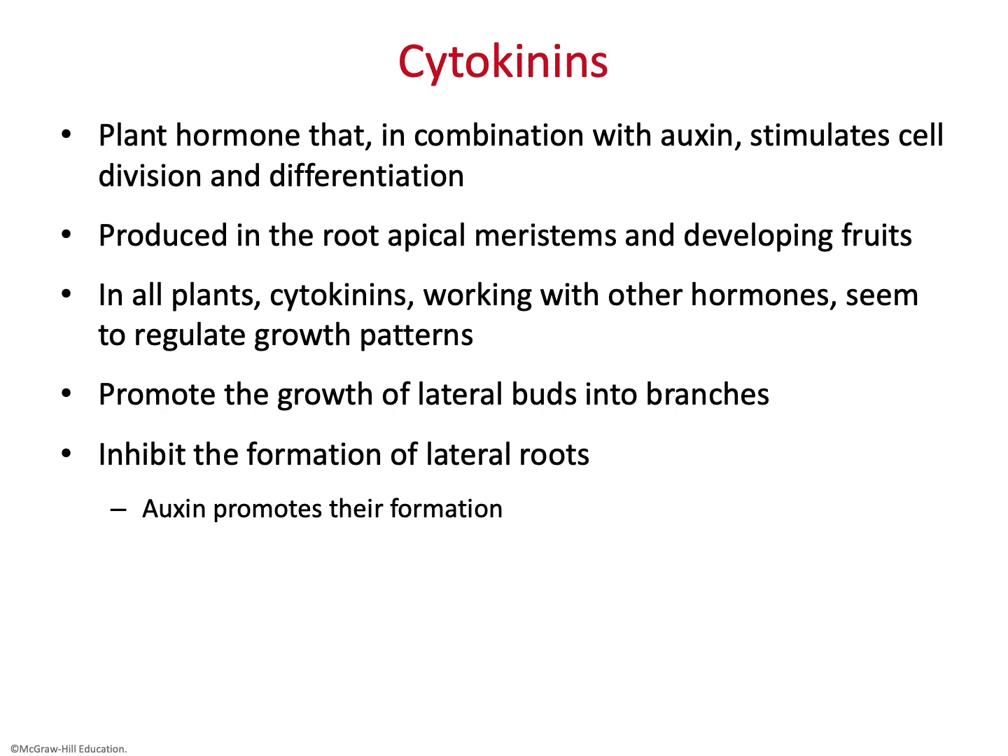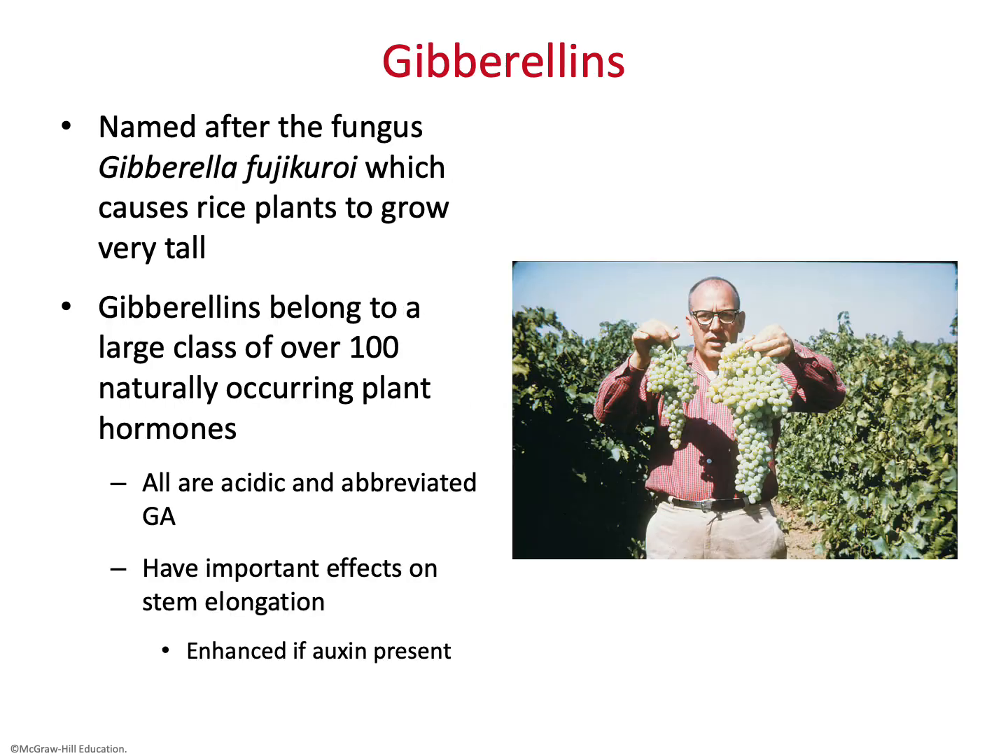Cytokinin actually promotes the growth of lateral buds into branches. Cytokinin inhibits the formation of lateral roots, whereas auxin promotes lateral root formation. Therefore, the balance of auxin and cytokinin is very important for balanced growth of plants.